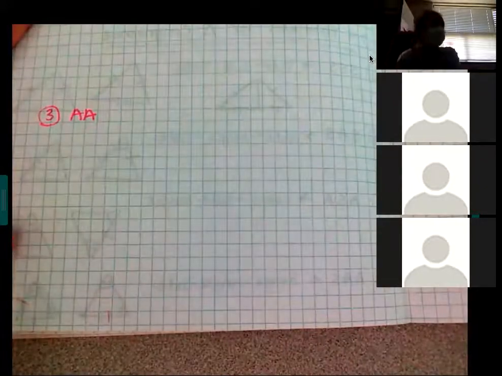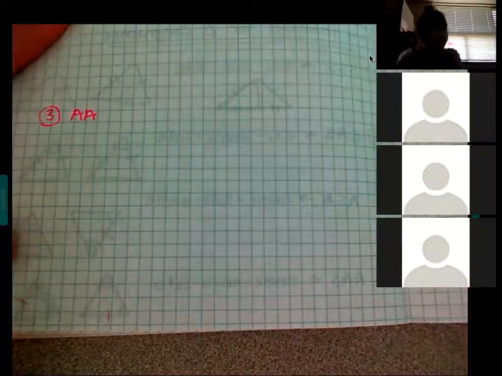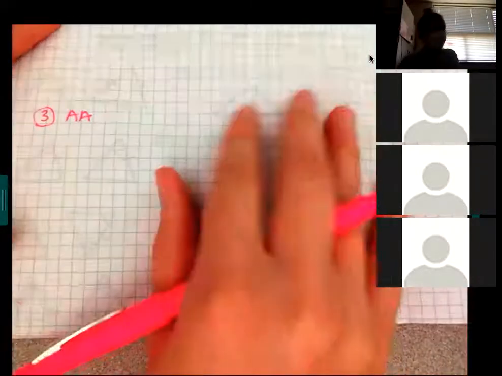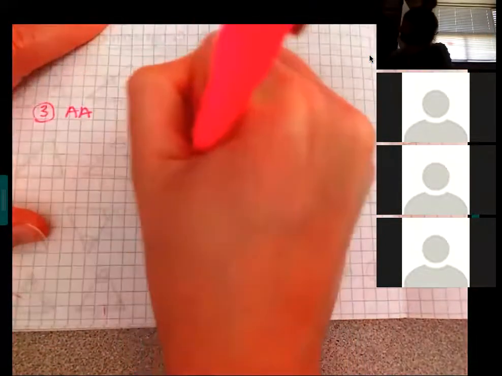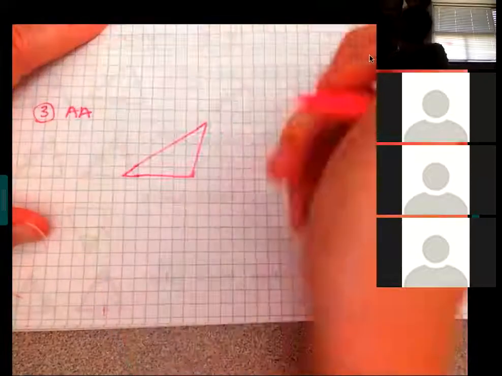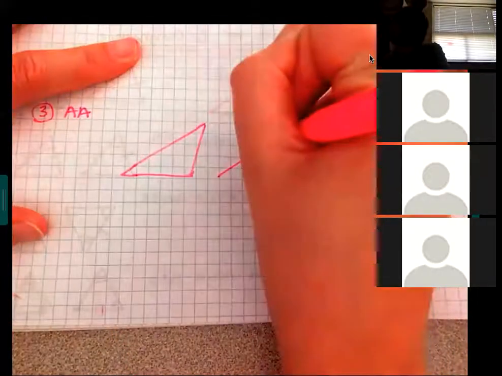So if you know two of them are equal to two in another, then that has to mean the third ones are equal. So angle similarity is where we know two angles are congruent to two other ones. So here's an example. These are the easy ones. Please don't ever miss these. I will be sad.